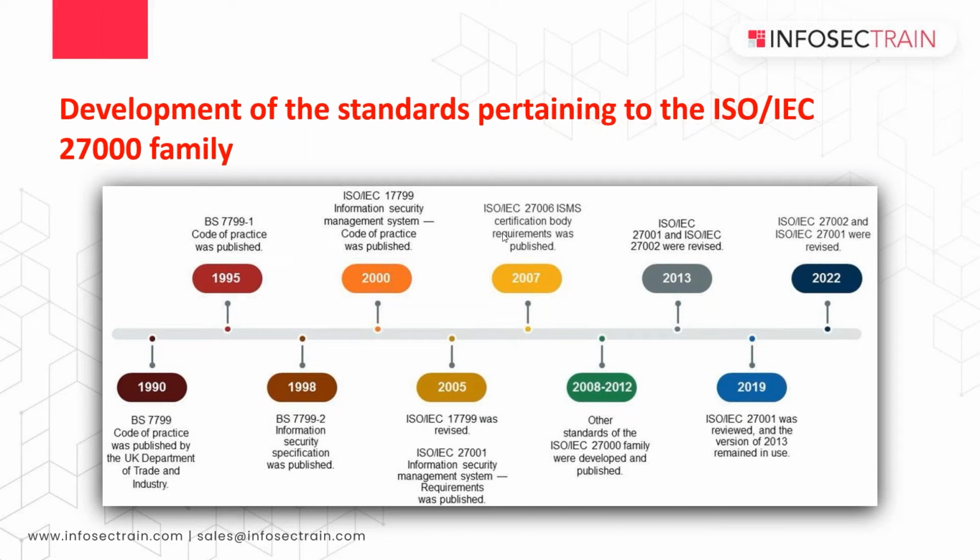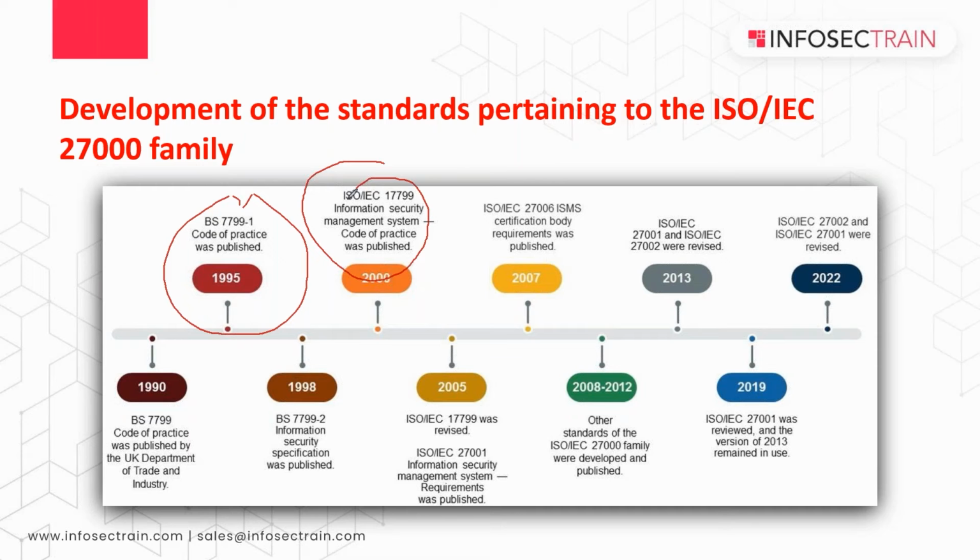In 1990, the UK Department of Trade and Industry published a code of practice under the name BS 7799. This is your part one. The code of practice was published. Then part two was published in the year 1995. Then in 1998, the part one code of practice was introduced and published. Then part two was published, an information security specification.